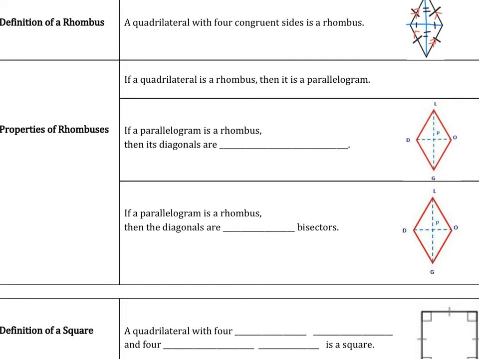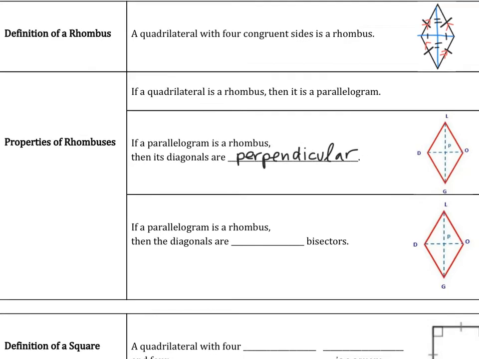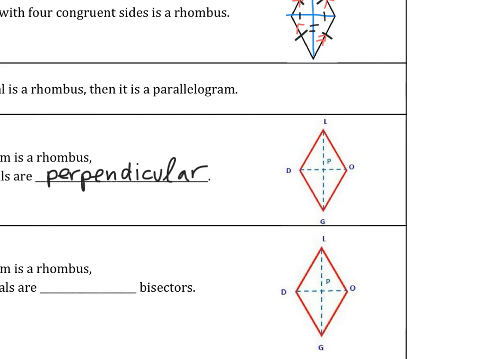In addition, we also have another property that is unique to a rhombus, and that new property is that the diagonals are perpendicular, meaning when they cross, they form a 90-degree angle. So all 4 of these angles are 90 degrees.